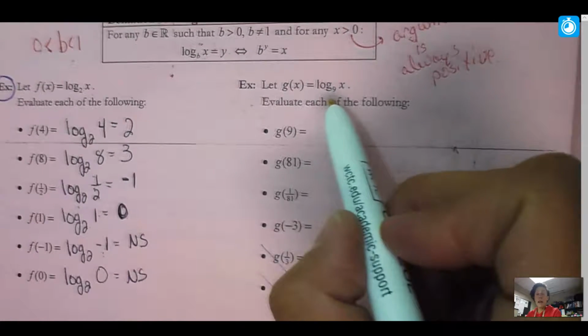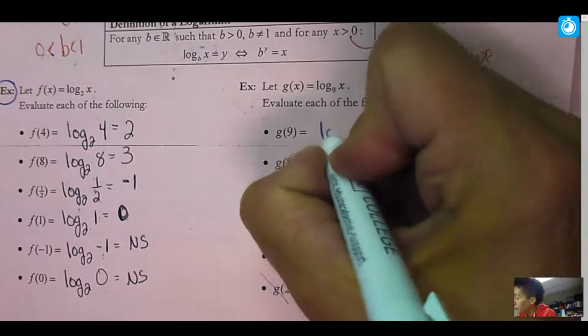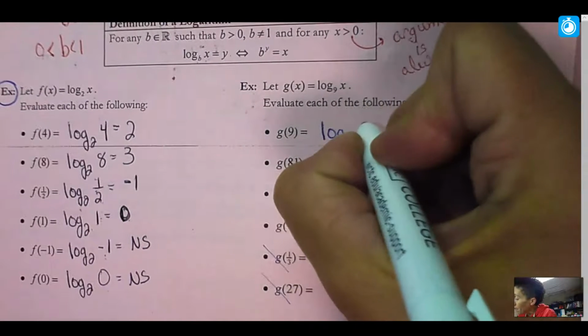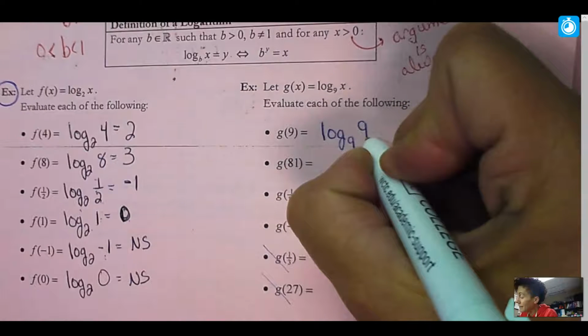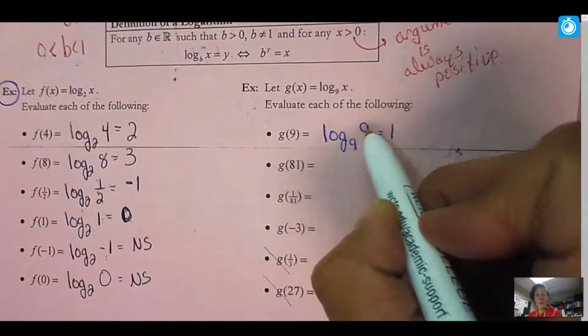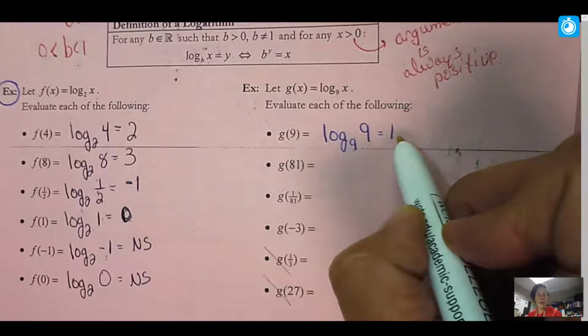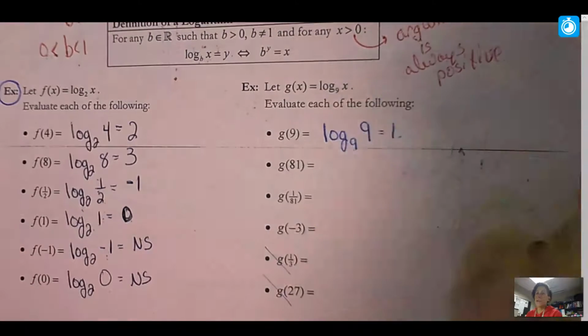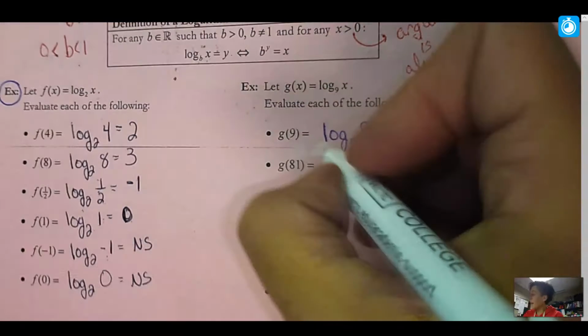Let's jump over to the next set. This time in our log, our base is 9. So 9 to the what power makes the 9? Well, that's 1. And remember, when your base and your argument are the same, you're always going to get 1. All right? So if you can remember that, great. If not, you think about it as an exponent.